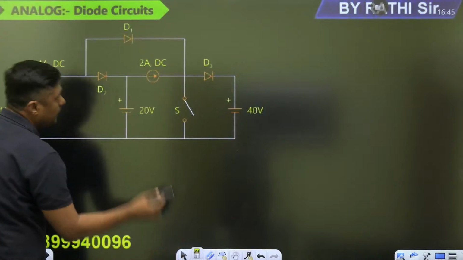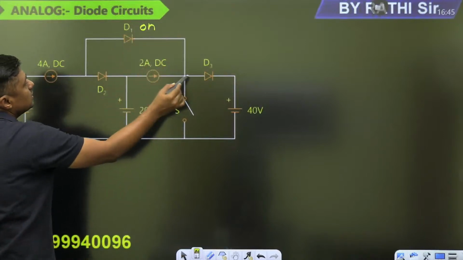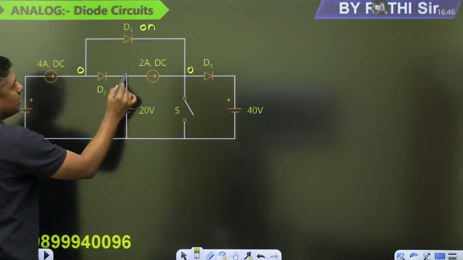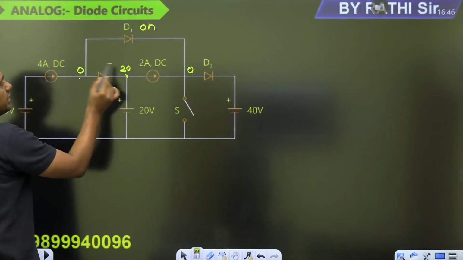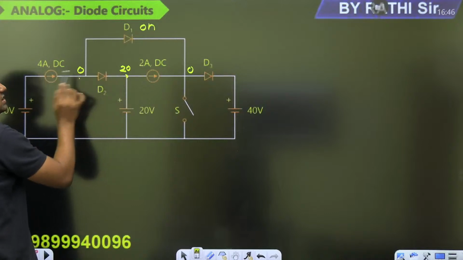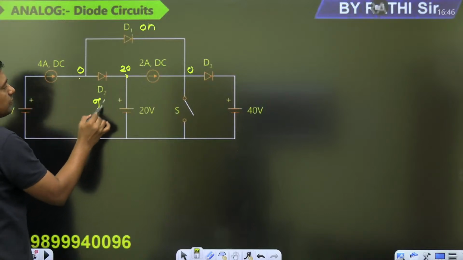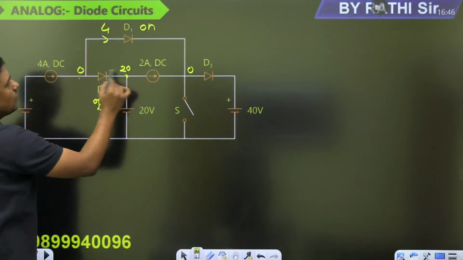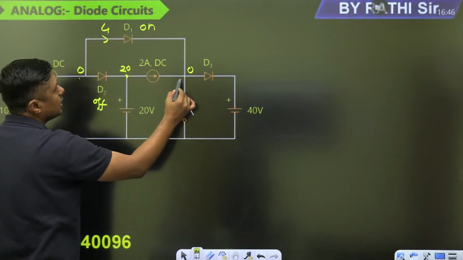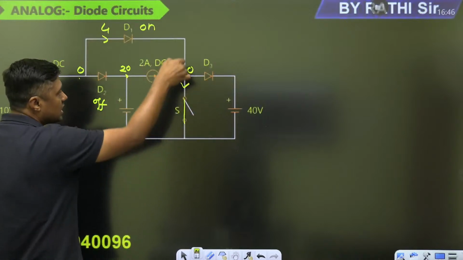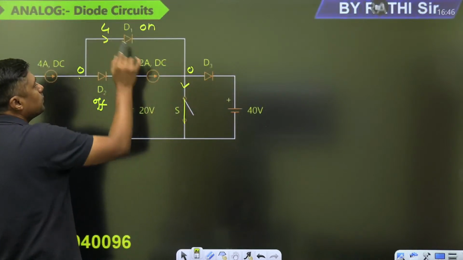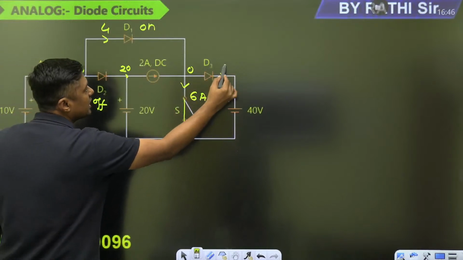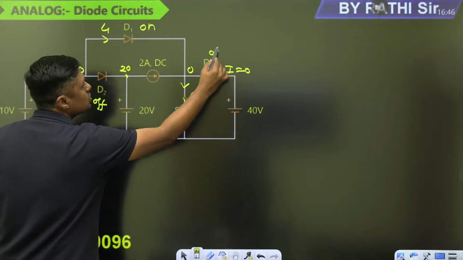Now this is on, this is 0 volt, because of this it is 0 volt. This is 20 volt. Negative terminal voltage is greater than positive, and that's why this diode is off. What about the 4 ampere current? 4 ampere current will pass through this. What about the 2 ampere current? Switch is on. So what is the current through the switch? 4 plus 2, 6 ampere. And what is this? Off. So what is the current here? 0. This diode is off.